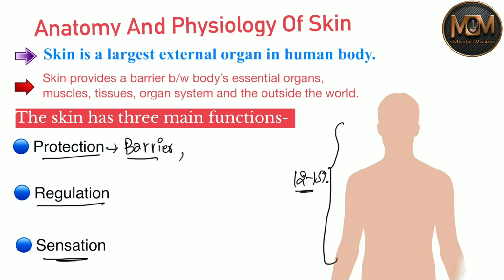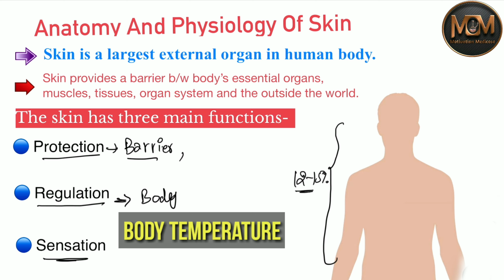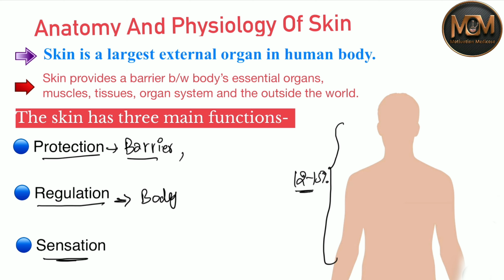Now let's talk about regulation. In regulation, it regulates several aspects of physiology, like body temperature, with our sweat and hair as well. It also acts as a reservoir for the synthesis of vitamin D. So vitamin D will be formed with the help of our skin.